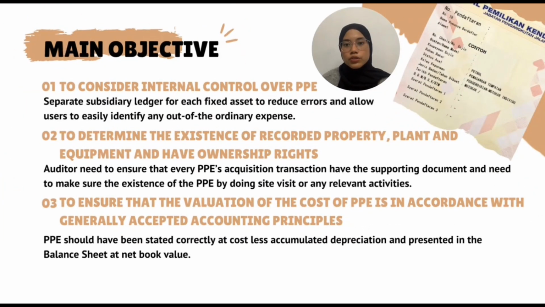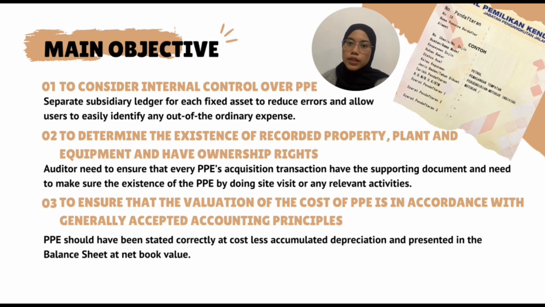So next, the main objectives. There are a few main objectives of auditing PPE. The first main objective is to consider internal control over PPE. We need to ensure that management keeps a separate subsidiary ledger for each fixed asset, used to reduce error and allow users to easily identify any out of the ordinary expenses.